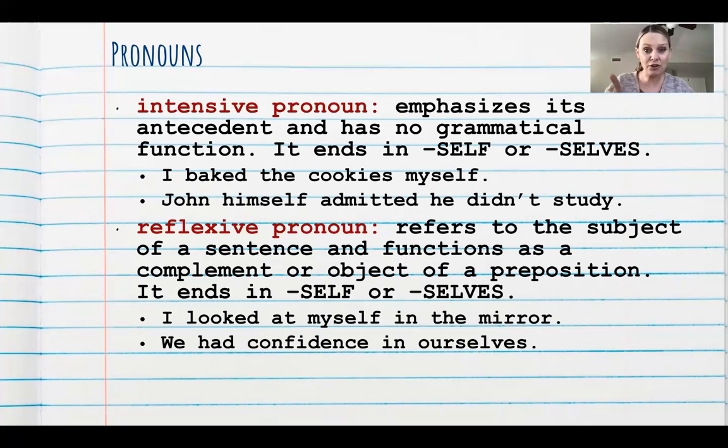John himself admitted he didn't study. See how the intensive pronoun, for our writer's craft, is something that adds a lot of tone and personality, I think. If I'm saying John himself admitted he didn't study, that has a little bit of a different tone, right? Than just saying John admitted he didn't study. I can have a little bit more spice if I use an intensive pronoun, which I like to know as a writer.